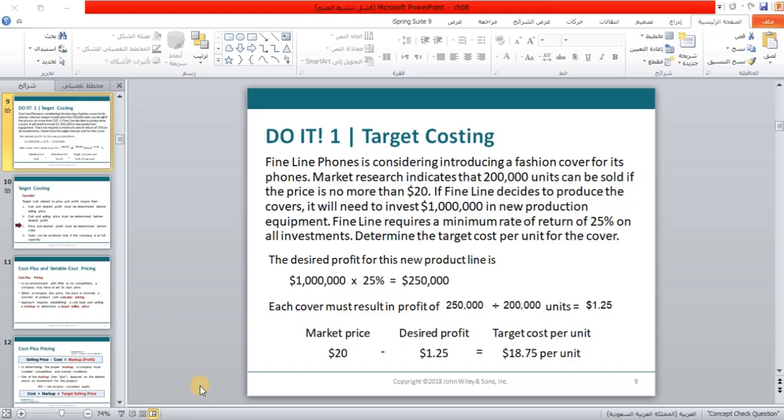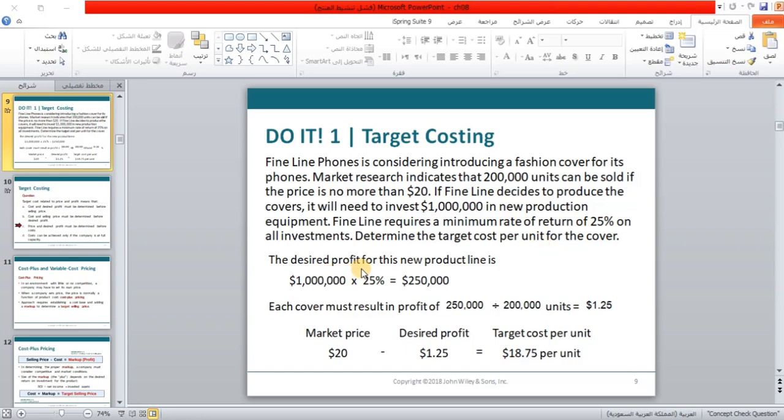Target costing. Fine Line Finance is considering introducing a vision cover for its funds. Market research indicates that 200,000 units can be sold if the price is no more than $20. If Fine Line decides to produce the cover, it will need to invest $1 million in new production equipment. Fine Line requires a minimum rate of return of 25% on all investments. Determine the target cost per unit for the cover.